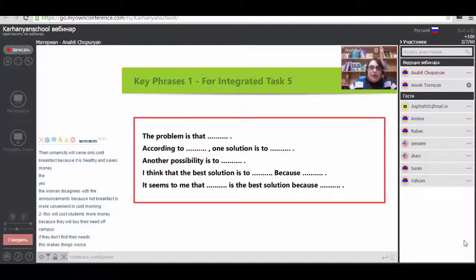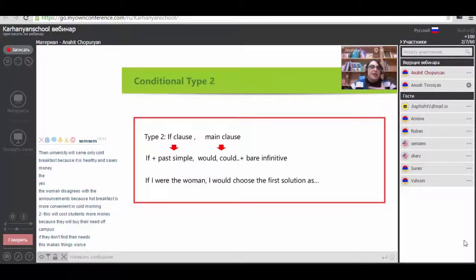Key phrases for integrated task 5. You can start the integrated task 5 like this. Remember, it is listening and speaking. The problem is that according to the lecture, one solution is like this, the second is like this. Another possible is 2. I think that the best solution is this because it seems to me that it's the best solution because. Okay.